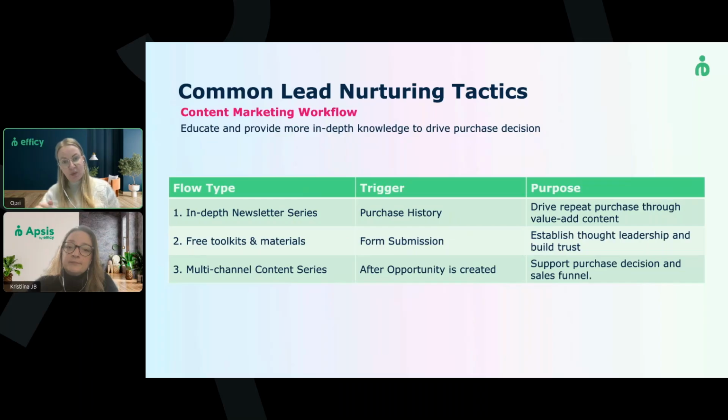And then I think what we sometimes overlook is the multi-channel content series. So for example, you could use a trigger after an opportunity is created, where you can support the purchase decision in the sales funnel. Based on an opportunity that is created, okay, they are interested in buying a specific type of product from us, how can marketing nurture the prospect to be confident making the decision? Of course, you can also have touch points that are not email or SMS.